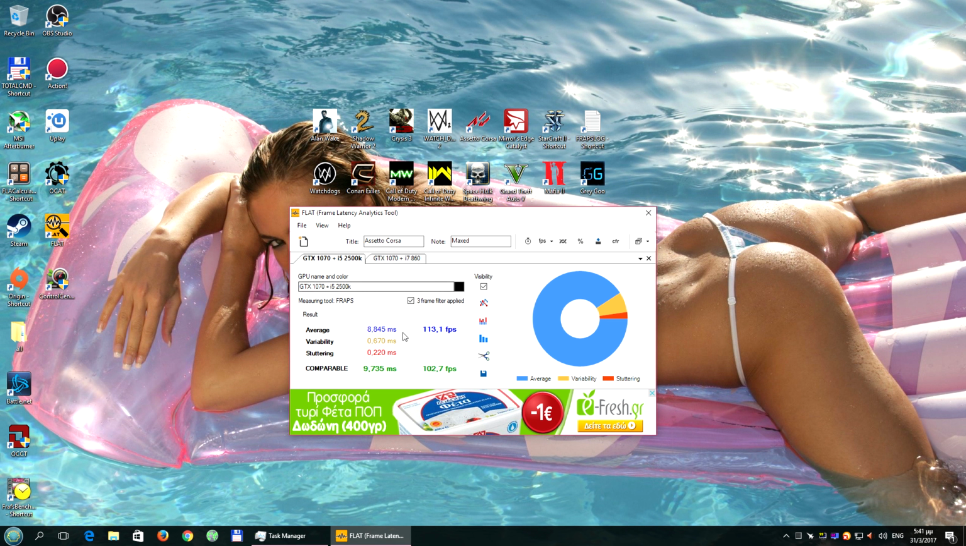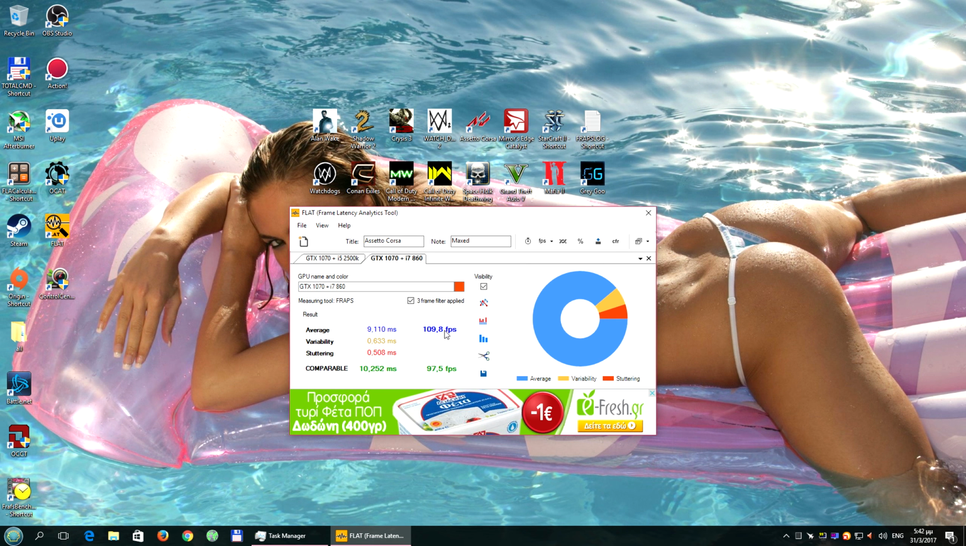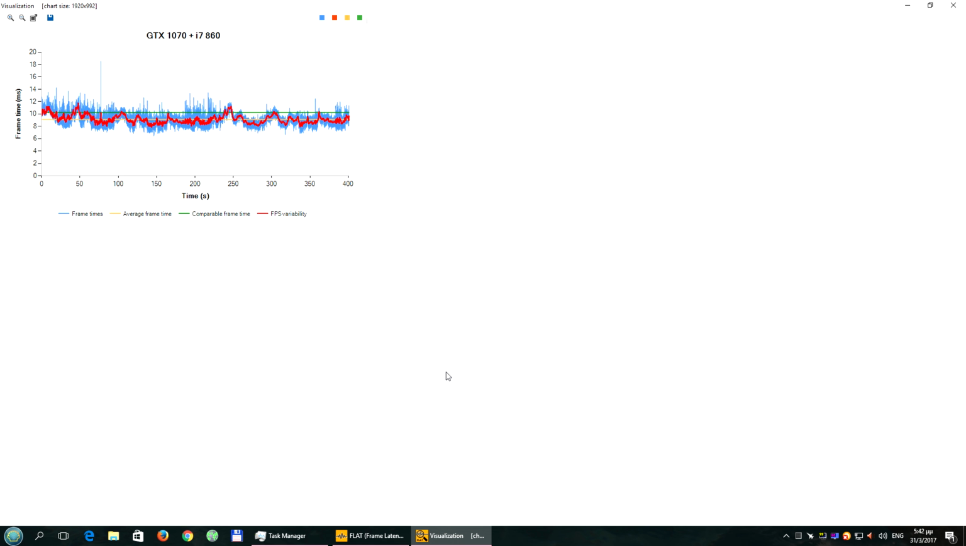Okay, so I have loaded my proper benchmarking files of the two runs of the GTX 1070 on the 2500K and the one I just did on the H60. 109.8. Okay, so very similar performance. The 2500K did have a little less stuttering, but the performances were very close together, almost indistinguishable.